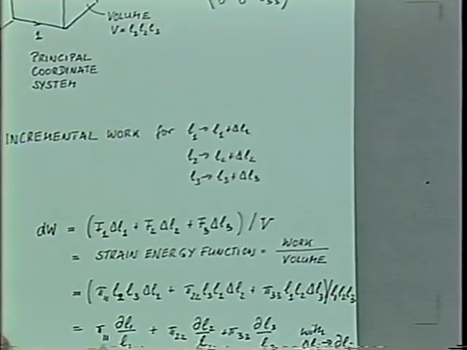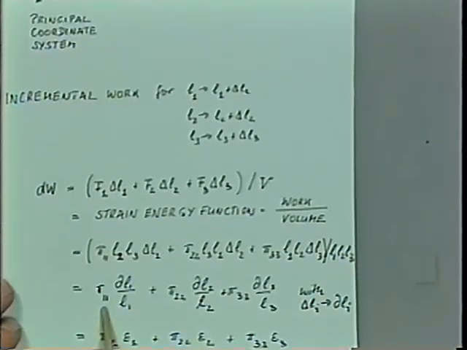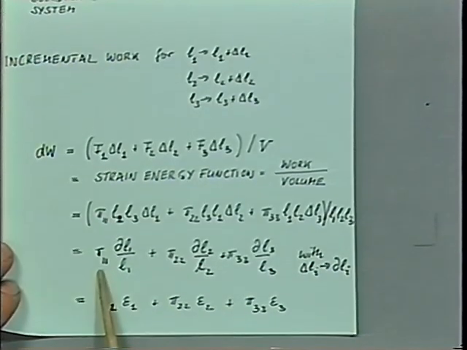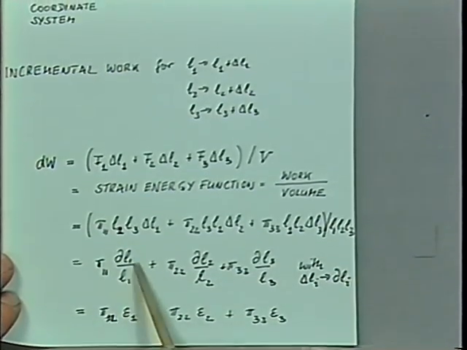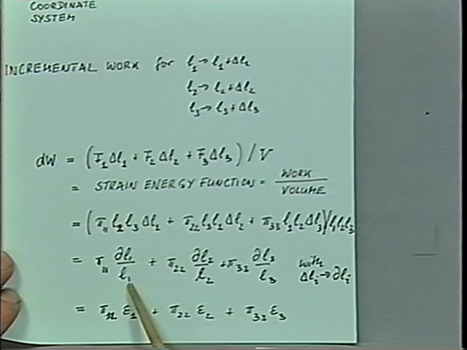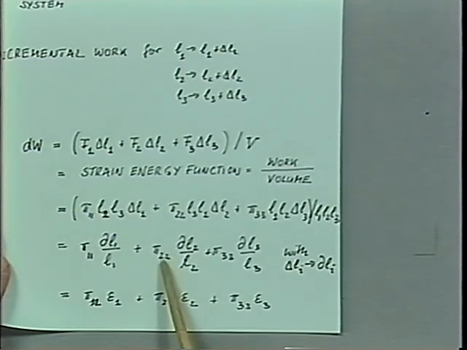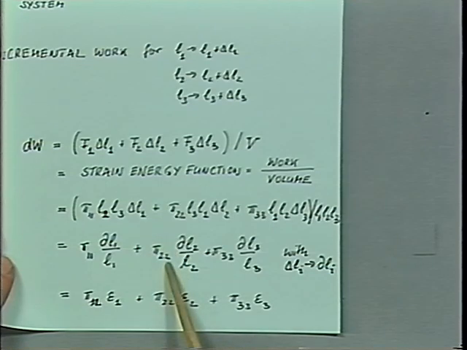and find that delta W now is given by the stress component, normal stress in one direction, times the strain, dL1 divided by L1. This is the Hencky strain, epsilon 1. And the equivalent contribution we get on the 2 surface, where we have a normal stress, pi 2,2, and a strain, epsilon 2, and on the 3 face, pi 3,3 times epsilon 3.